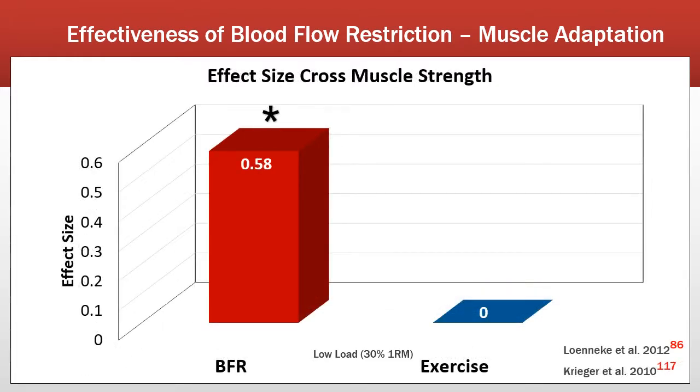If we're looking at muscle strength, there's even a further effect size, and you can see that there's really no resistance training effects on strength at 30% 1RM. However, in the presence of blood flow restriction training, there is a moderate effect that is statistically significant.